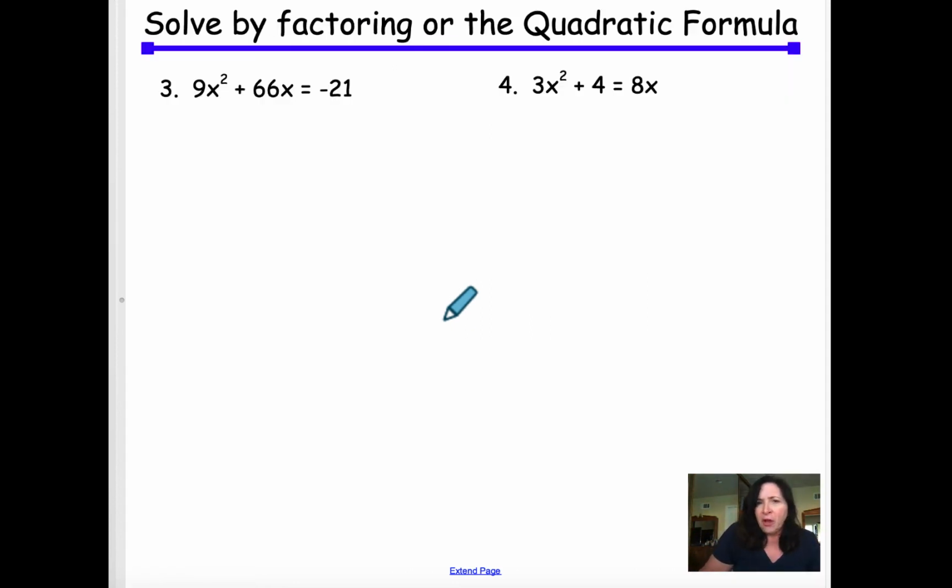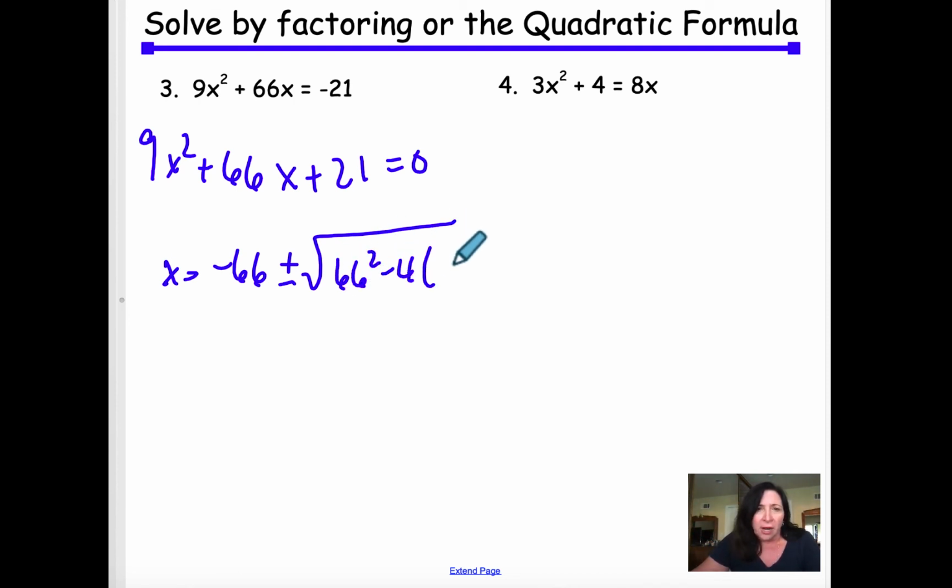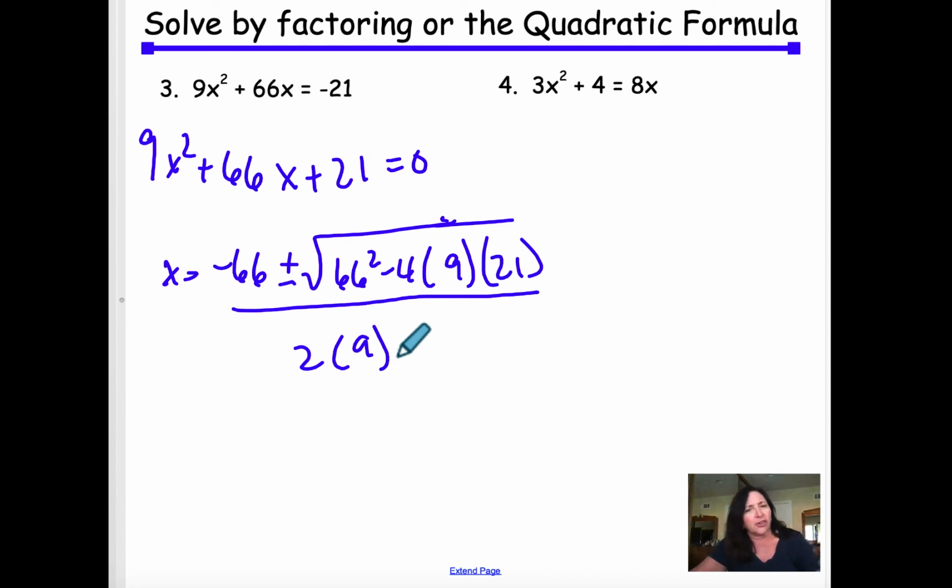For this problem, solve by factoring or by the quadratic formula. Again, you're just solving, so you're setting it equal to 0 first. I would go 9x squared plus 66x plus 21 equals 0. I would use the quadratic formula, x equals the opposite of b, plus or minus square root of b squared, so 66 squared minus 4 times a times c, which is 21, all over 2a, so that's 2 times 9. And then just use your calculator to work that out.